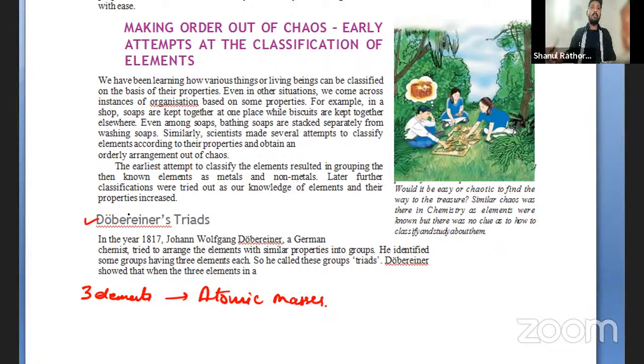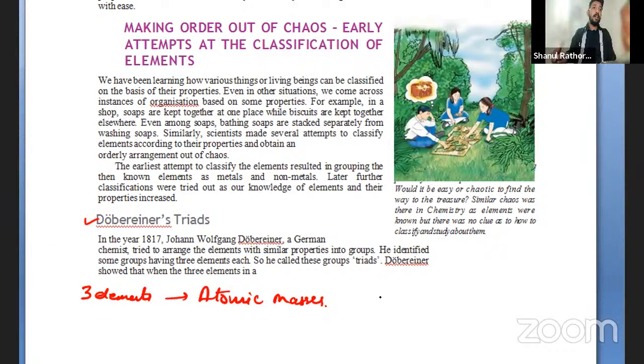Till now, at the time of Dobereiner, the atomic number was not completely discovered, and the theory was not given by any of the scientists. So Dobereiner arranged these 3 elements according to increasing atomic masses in his table. He also indicated that the atomic mass of the middle element is equal to the arithmetic mean of the atomic masses of the 2 other elements.